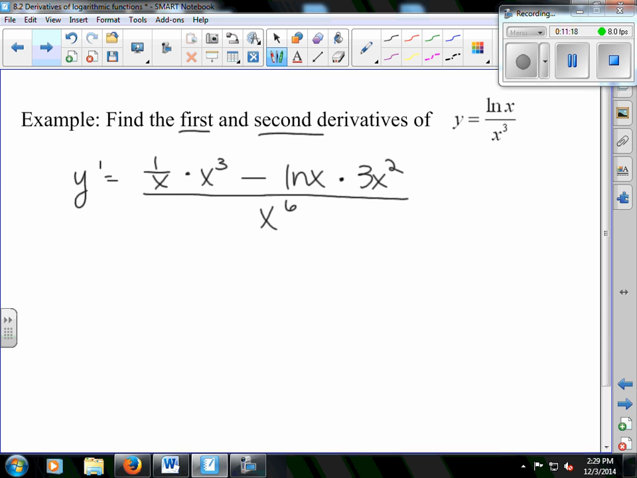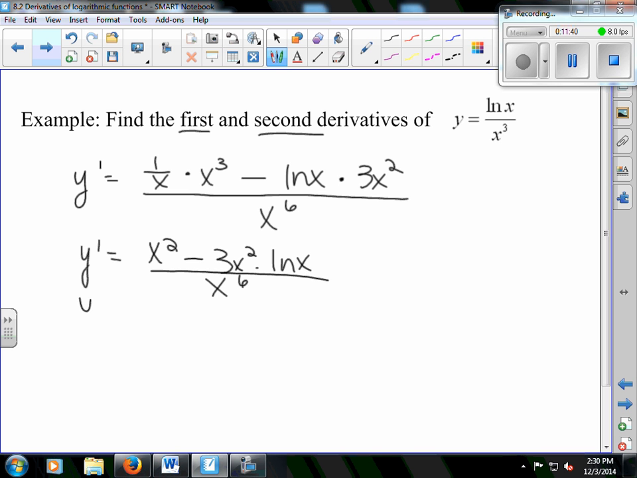Notice that I have done the quotient rule for you here, but I have not labeled my f, g, f prime, g prime. You do eventually want to stop doing that, but do it whenever you're comfortable because it's a lot faster. So this is x squared minus 3x squared natural log of x over x to the 6th.